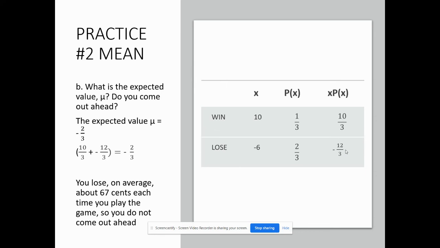So what is my mean? So again, if I add this and this, I get negative 2 over 3. So what does that mean? If I divide 2 by 3, I get 0.66666 or 0.67, but it's negative. So that means every time I play, I'm losing an average of 67 cents. So I am not coming out ahead on this one. I'm losing money.